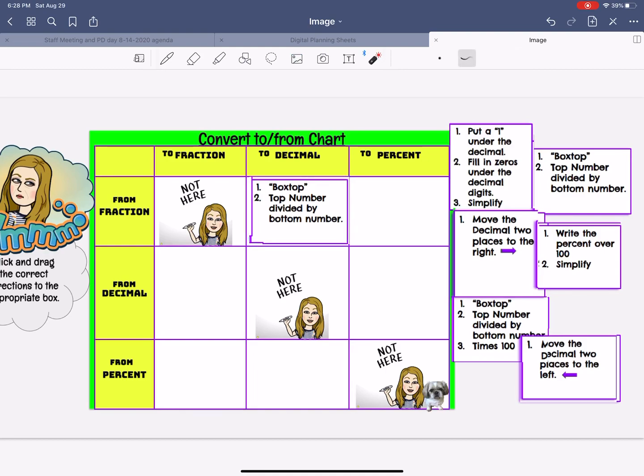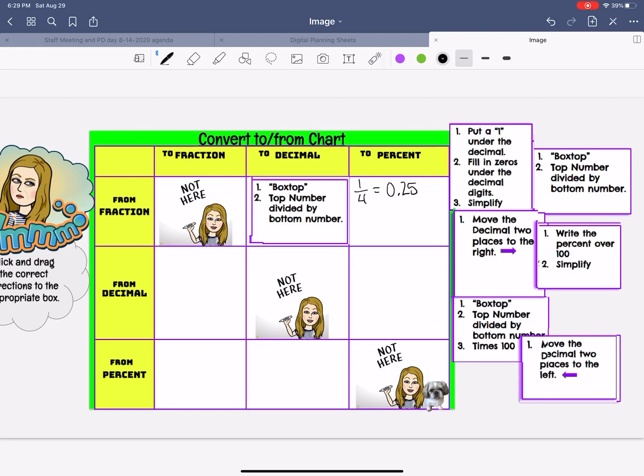Now we are going to go from a fraction to a percent. Well, we basically do the same process. We would box top or take the top number divided by the bottom number. So let's go back to our fraction of 1/4. We know that that decimal is 0.25. Now, we need to change this decimal to a percent.